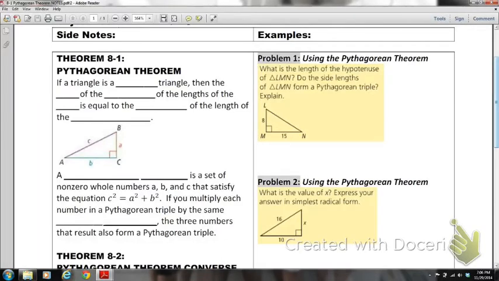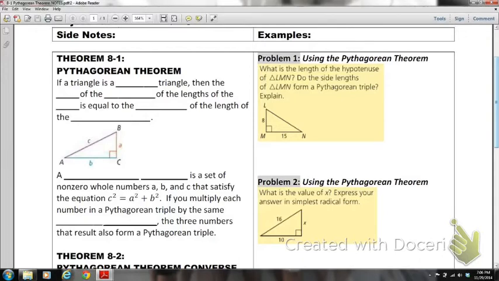In this lesson, we will be learning about the Pythagorean Theorem and its converse. So our first theorem is the Pythagorean Theorem. I'm sure you've already had the Pythagorean Theorem in previous math courses. It's been used in algebra problems at least, I'm sure.